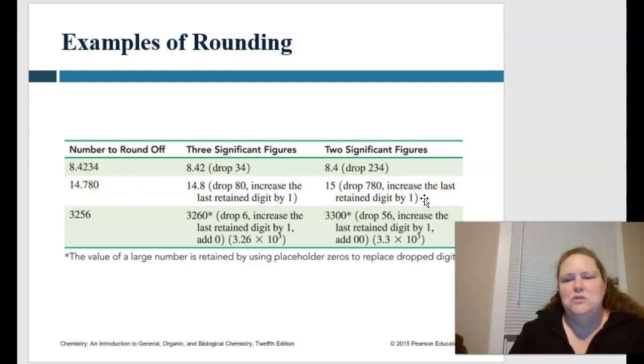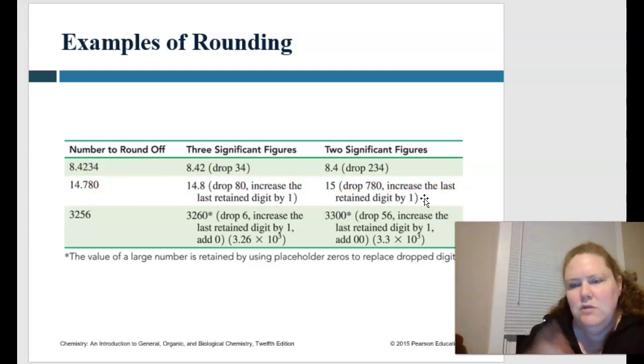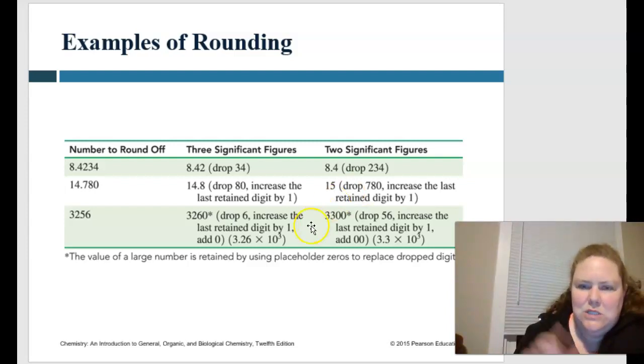So again, this is just your rounding rules, okay? If you think of them as grades and you think of if your teacher would curve your grade or round it up, it makes a lot more sense than just looking at numbers on a paper.